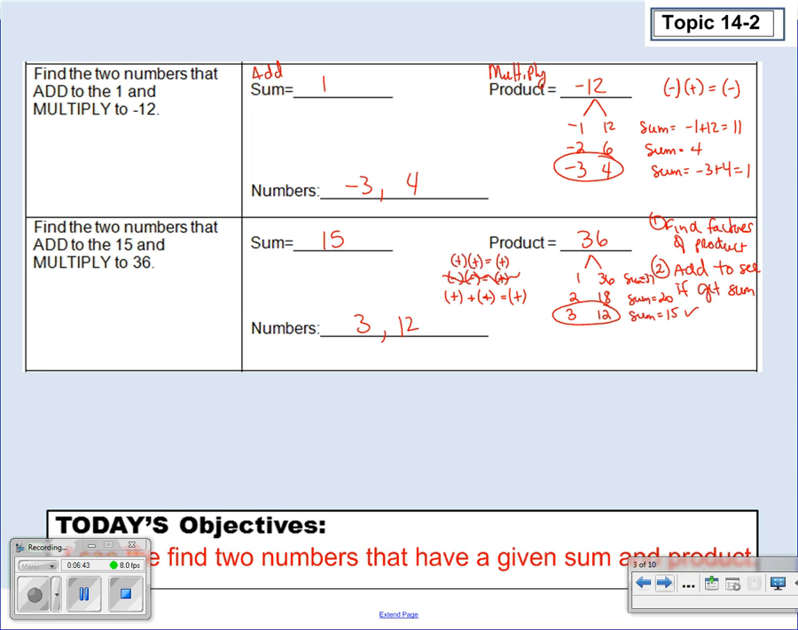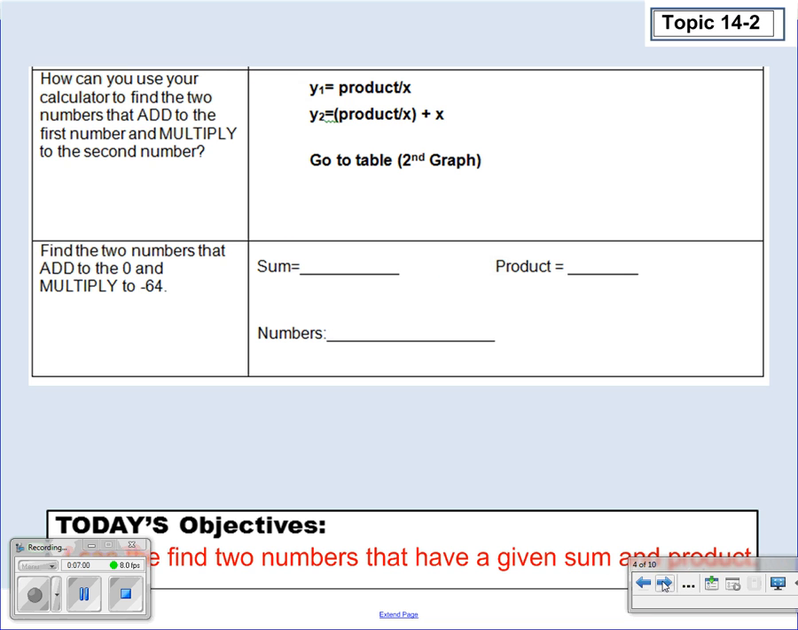You will notice that I tend to go in an orderly fashion, starting with 1, then going to 2, then going to 3. I did the same thing up here, except they were negative. Some of you are going to be able to come up with these factors without having to follow this little process. And if you're able to do that, that is wonderful and great. If you are having trouble, however, coming up with the factors of the product, then we're going to use the calculator. So our question is, how can you use your calculator to find the two numbers that add to the first and multiply to the second number?